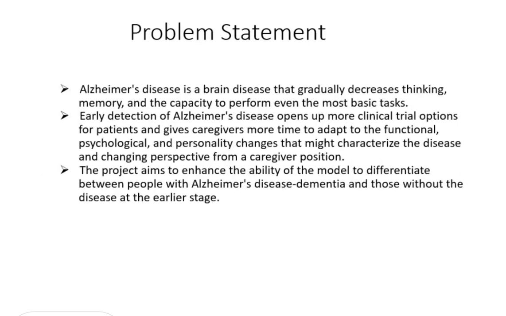Problem statement. Alzheimer's disease is a brain disease that gradually decreases thinking, memory, and the capacity to perform even the most basic tasks. Early detection of Alzheimer's disease opens up more clinical trial options for patients and gives caregivers more time to adapt to the functional, psychological, and personality changes that might characterize the disease, and to change perspective from a caregiver position. The project aims to enhance the ability of the model to differentiate between people with Alzheimer's disease dementia and those without the disease at the earlier stage.